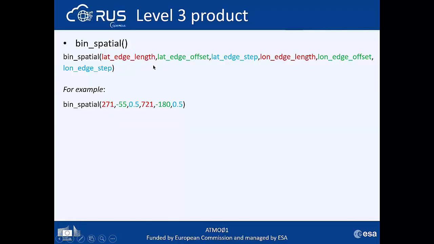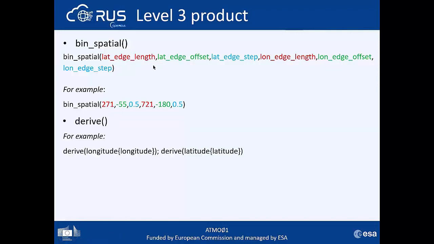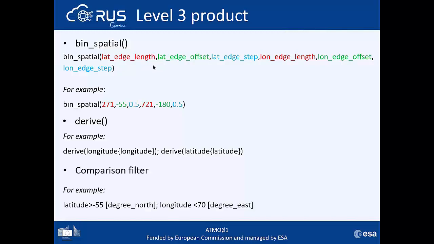The second operator we need to apply is the derive operator. So when spatially binning a product with the bin spatial tool, so the tool I have just explained, only the lat-long bounds of the grid cells will be saved in the output product. So to write the lat-long center coordinates of the pixel, or of the new spatial grid we are creating, in the output, we use the derive operation. And the third operator we will use is the comparison filter, which filters a dimension for all variables in the product, such that the items for which the value of the provided variable doesn't match the expression get excluded.